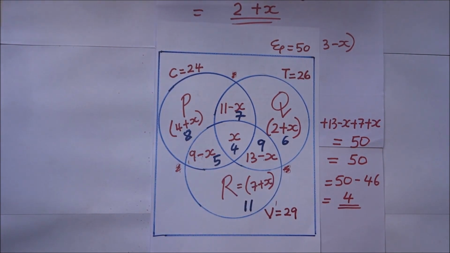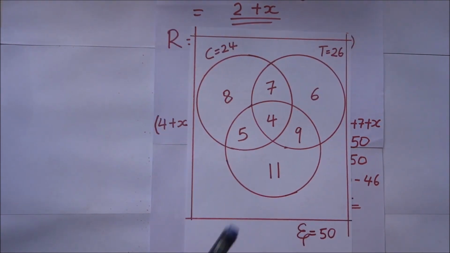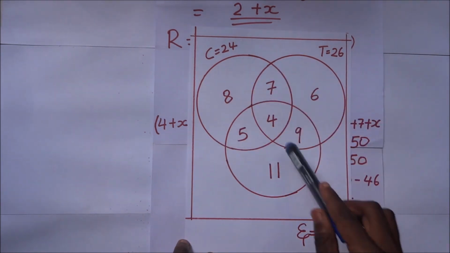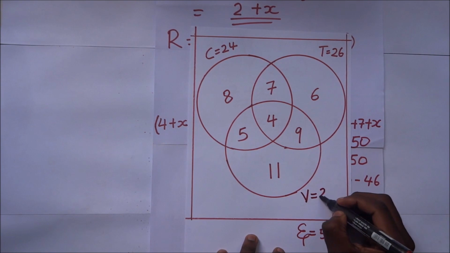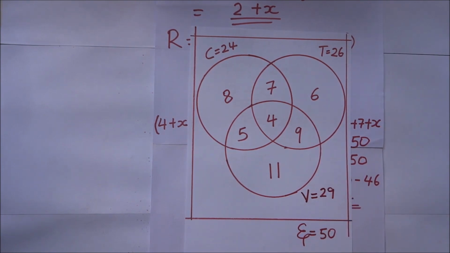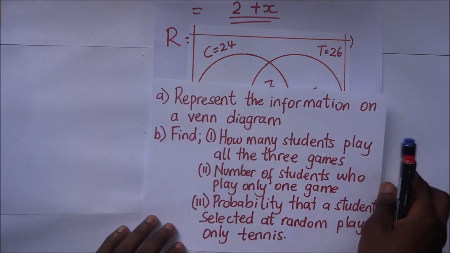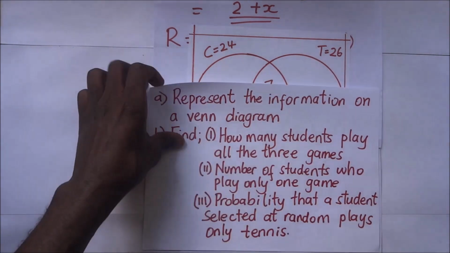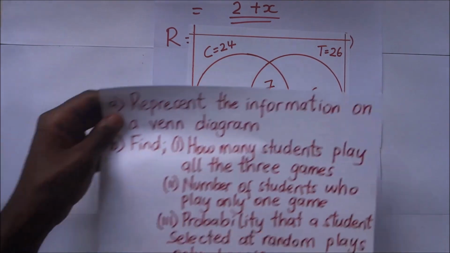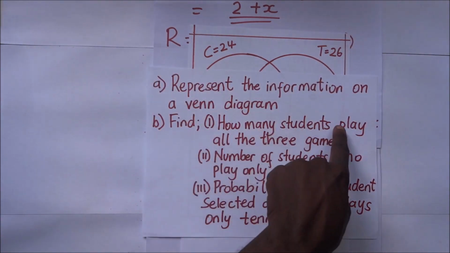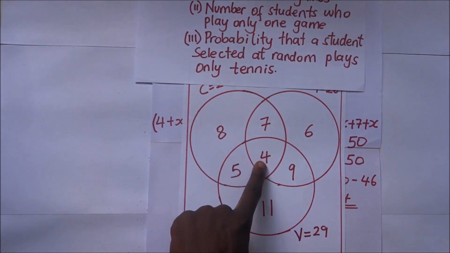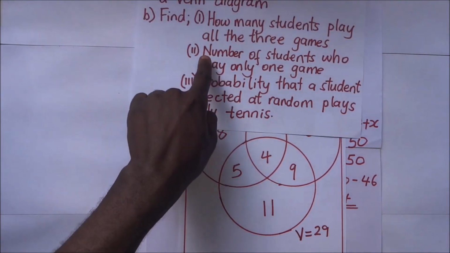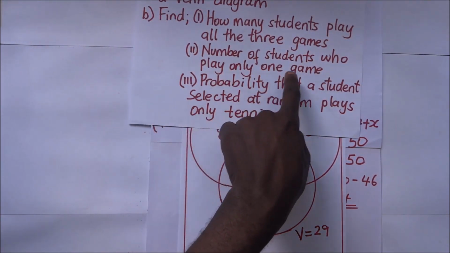So our new Venn diagram is going to look like this, with our total being 50, the total number of students playing chess, tennis, and this is definitely volleyball. So that's our new Venn diagram. So we proceed with the question. They told us to represent the information on a Venn diagram, which we have just done. Then Roman 1, find how many students play all the 3 games. The students playing all the 3 games are those ones, 4. We already calculated that.